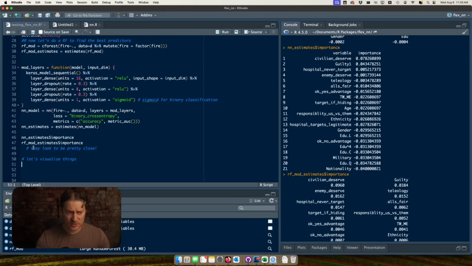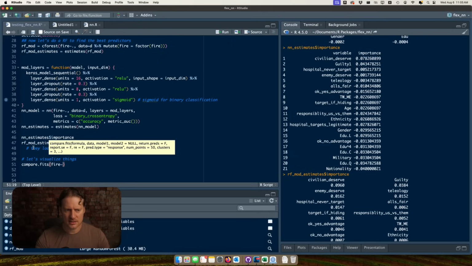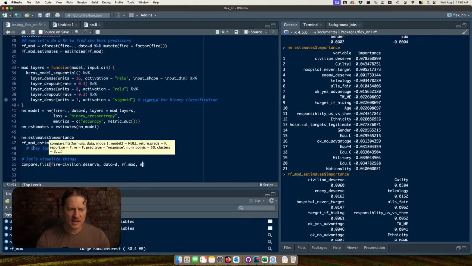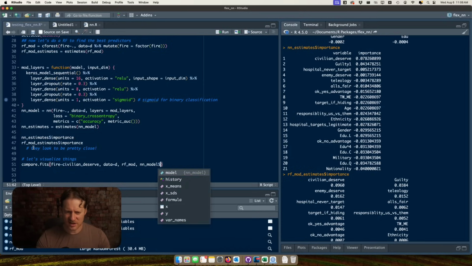So I'm going to do compare.fits. And this took a lot of time to get that to work with neural networks. So I'm going to go fire, tilde, and I'll just go ahead and put civilian deserve, and I'll just leave it at that. I like looking at the bivariate effects first before I start looking at more complex relationships. And then I'll go data equals D, and then rf_mod, and then nn_model, $ model.